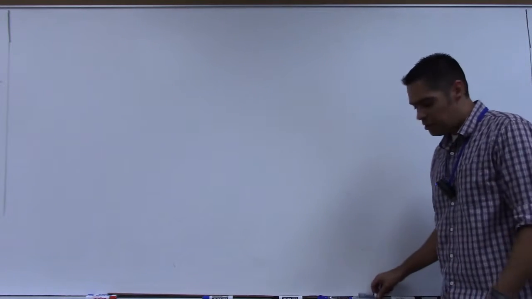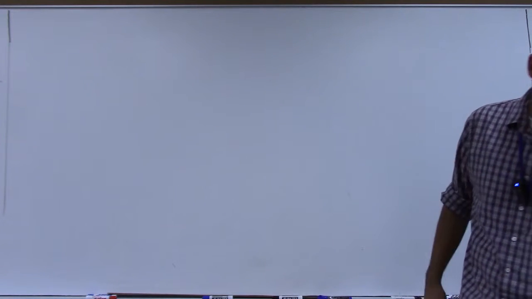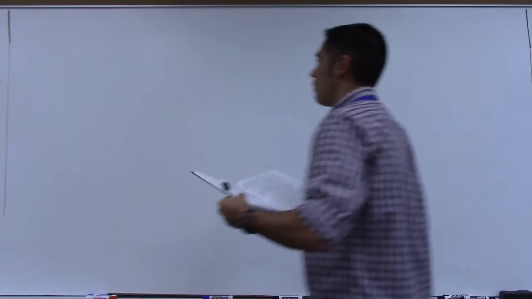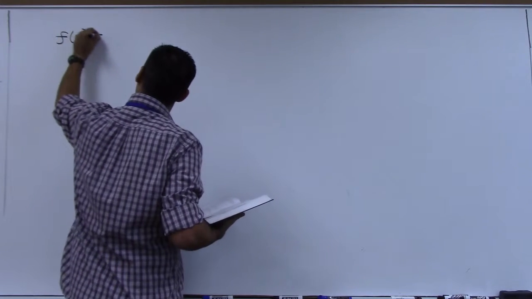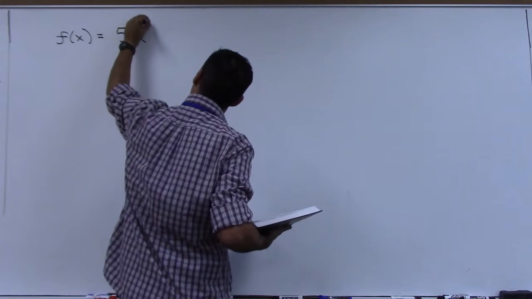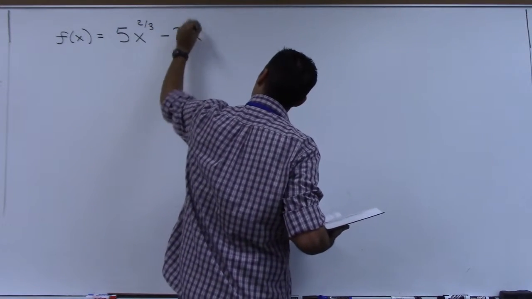How about all the instructions we just had? Same thing, A, B, C, and D. But let's go with this one. f of x is 5x to the 2/3. You already like it, don't you? Minus 2x to the 5/3.